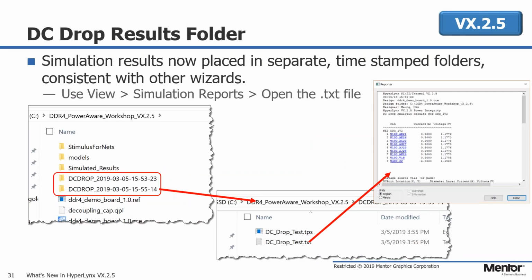This next one has to do with the DC drop simulation on the power integrity side. Previously, when you ran a DC drop simulation, it just dumped all the results in the same spot, and you kind of lost your previous results. So now it's doing the same thing as the DDR wizard and some of the other wizards. It's going to generate a folder with the timestamp when you run that simulation, so you still have access to the previous results.